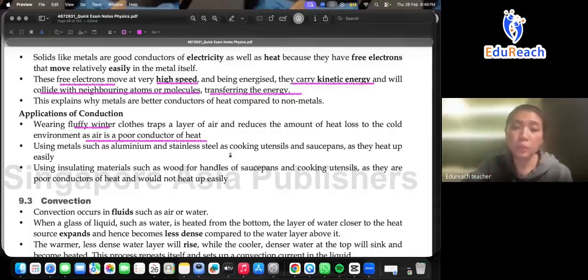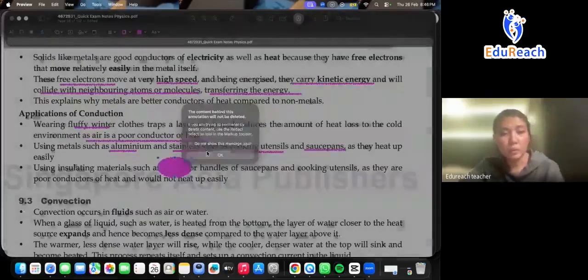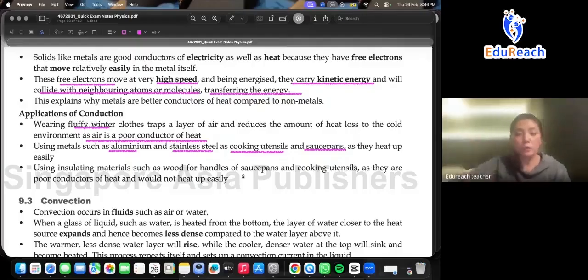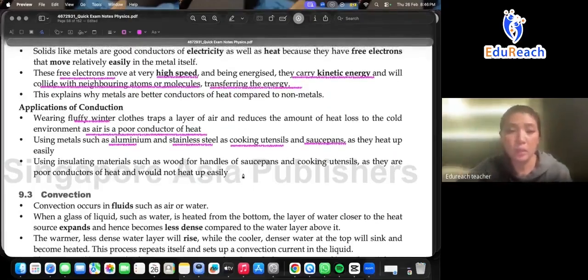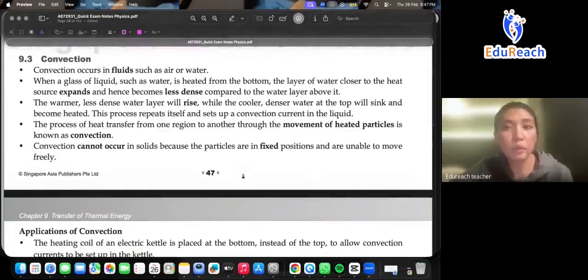For example, in cooking utensils and saucepans, right? When we want to cook food, we're going to very quickly heat it up, and maybe get it to a very high temperature. So we use metals like aluminum and stainless steel. They heat up very easily. Wood is another insulating material, and it is a good material to use for the handles of saucepans and cooking utensils because it is a poor conductor of heat, so it will not heat up easily. So when we hold the handles, our hands, our skin will not get burnt. Very simple.